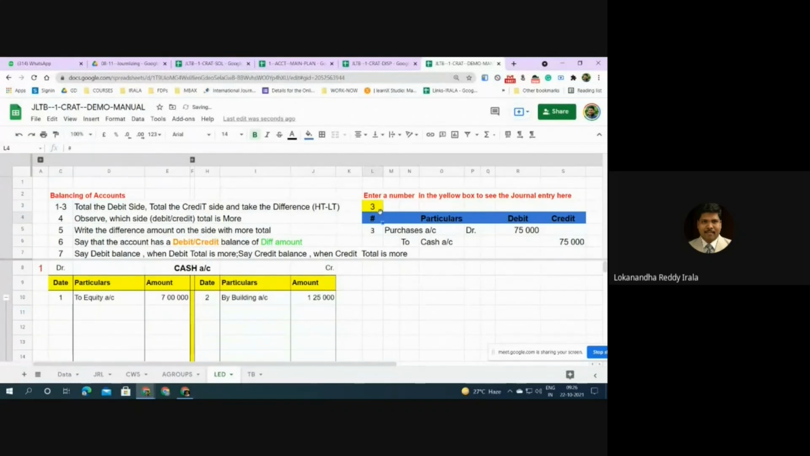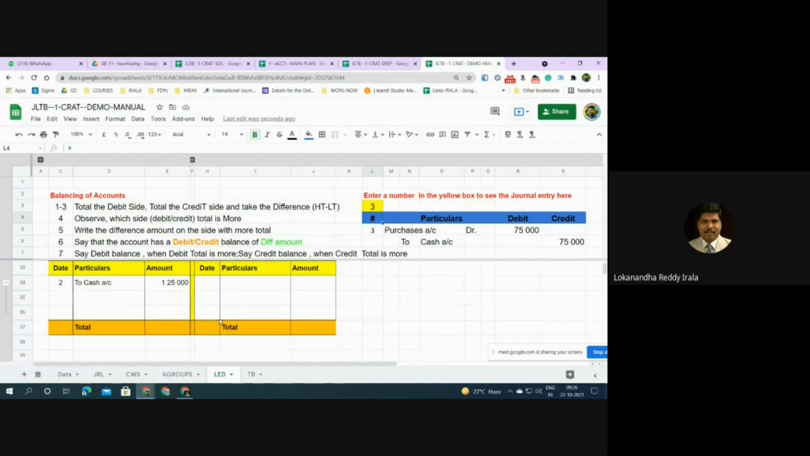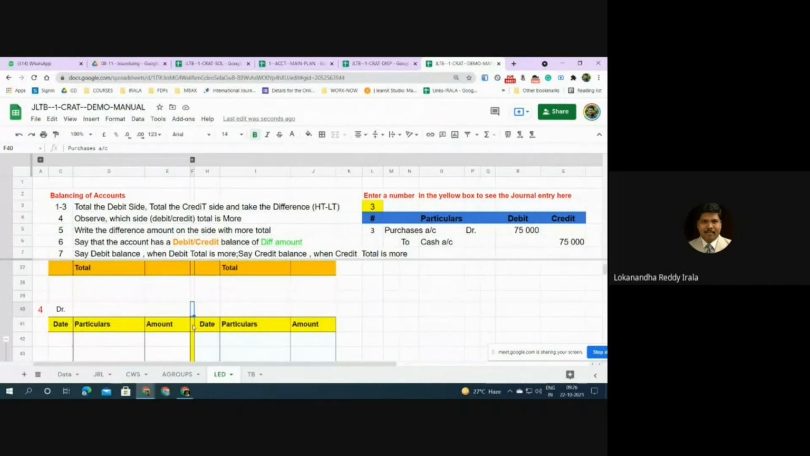That transaction is purchases account debit to cash account. So I should first create the purchases account, which I don't have. This is my fourth account that I'm creating. Purchases account.